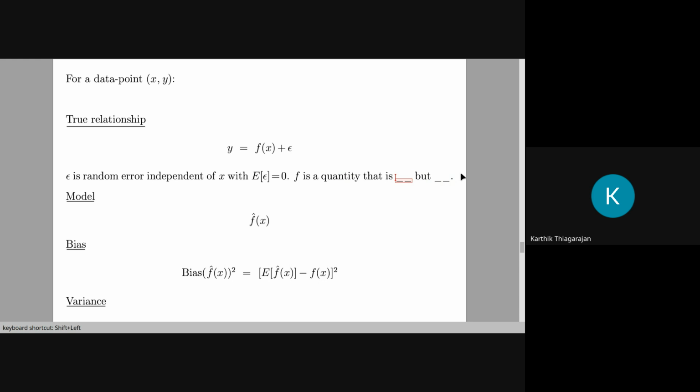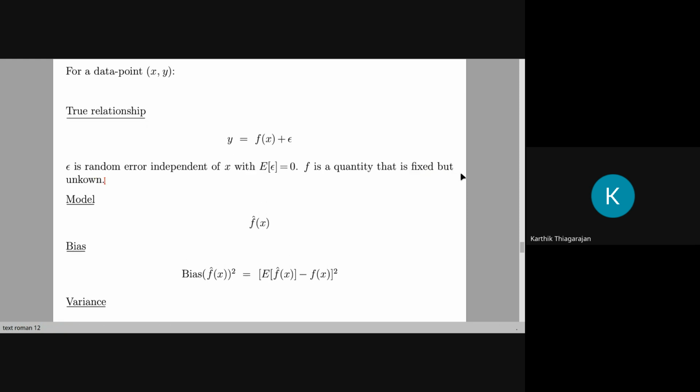And maybe fill one of these. It's fixed. There is some fixed functional relationship, but that relationship is unknown, right? So this is how it is characterized. So you know that there is some quantity which is fixed, but you don't know that, and therefore you have to model.